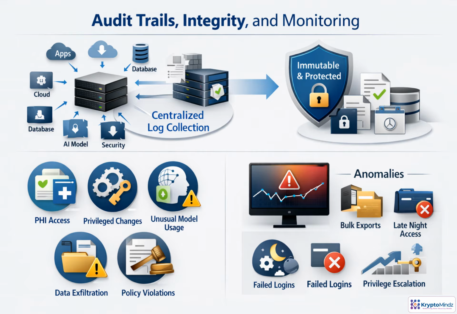Strong audit trails depend on signals from every system that can touch PHI: applications, cloud services, identity providers, databases, AI platforms, and security tools. Those records should be centralized, protected from tampering, retained, and checked for integrity. From there, monitoring can detect meaningful patterns, such as bulk exports, late-night access, failed login spikes, unusual prompt volume, or privilege escalation. The operating model matters too: defined reviews, alert thresholds, escalation paths, and evidence retention.